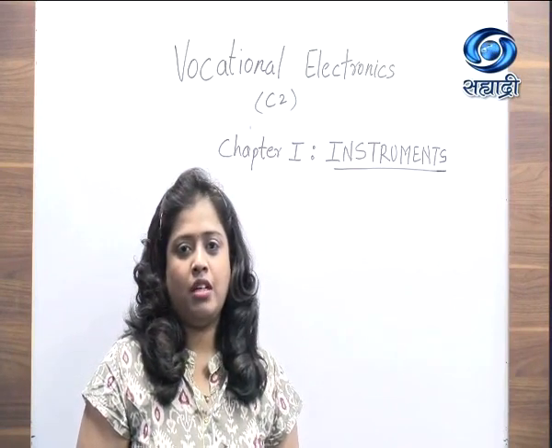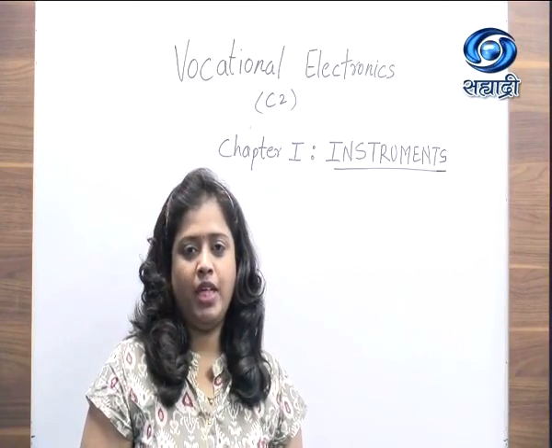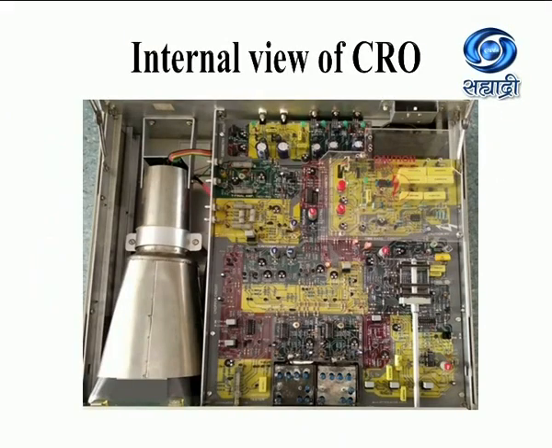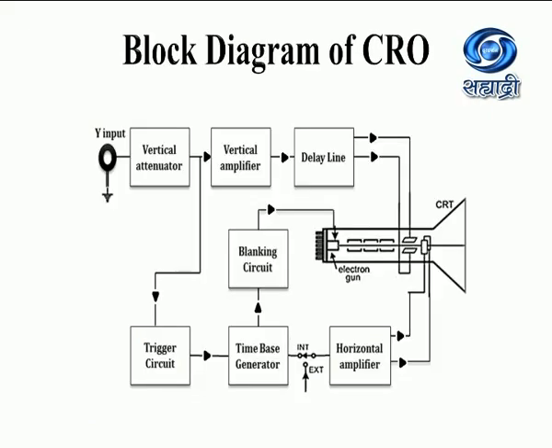So today we are going to start the second remaining part of this chapter. Till now we have seen the CRT part. So this is the internal view of CRO. If you observe this picture, at the left side we have the CRT and the remaining part is the circuitry which is used to operate this CRT. So let's start with the block diagram of CRO.